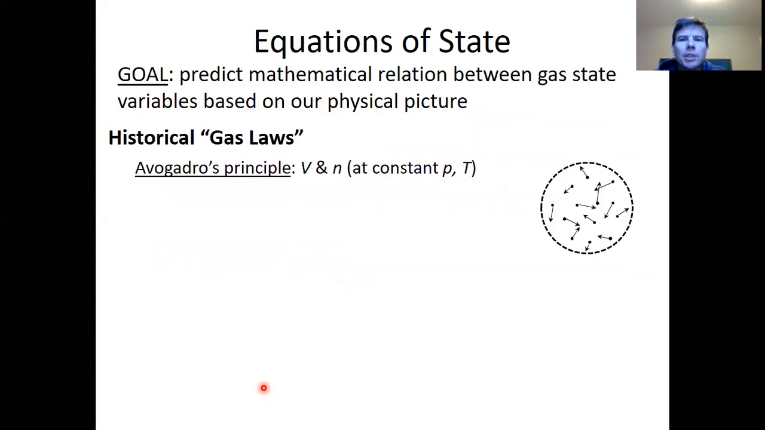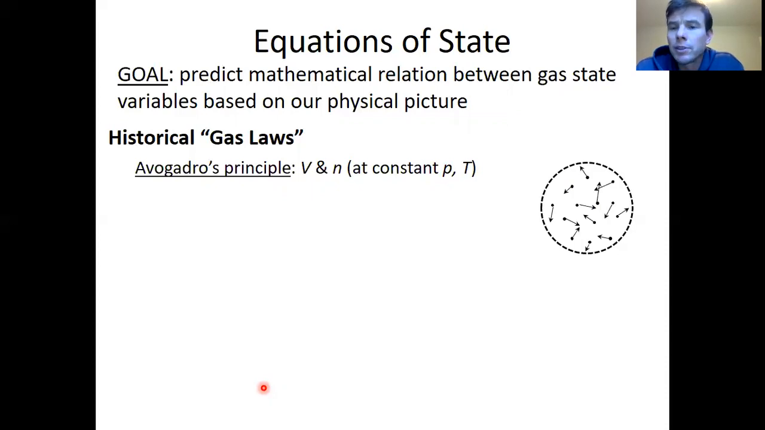All right, I mentioned that one of our goals was to interrelate the state variables. And if we do that, we get something called an equation of state. So the goal here is to predict a mathematical relationship between the gas state variables based on this picture that we have. And this has really some historical development through what's known as the gas laws. You probably learned about these in your introductory chemistry course. There are 3 or 4 of them. I'm going to quickly run through them.